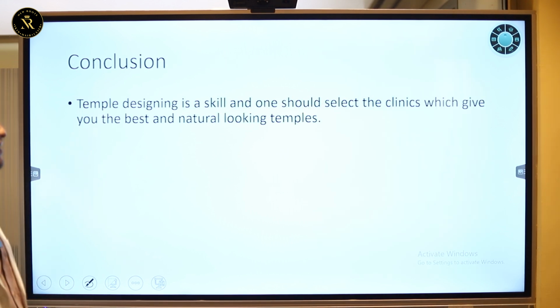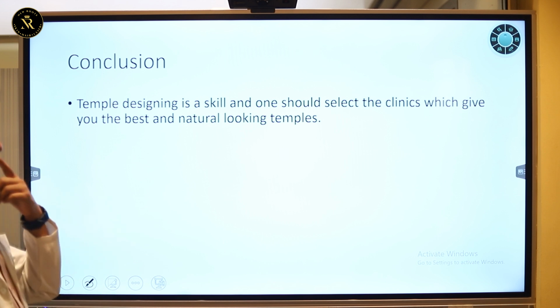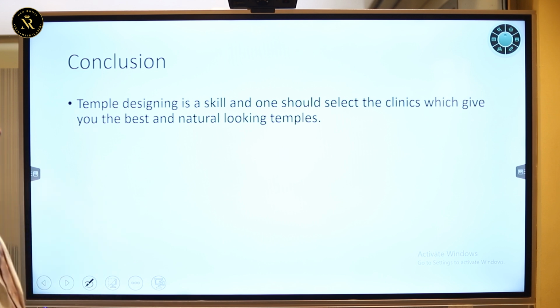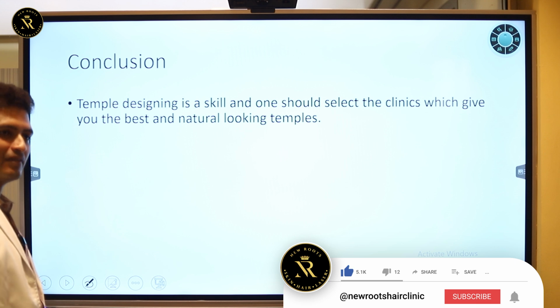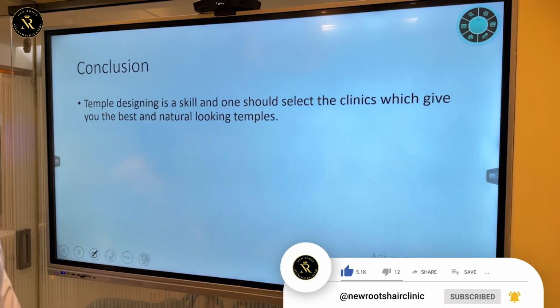So in conclusion, temple designing is a skill and one should select the clinics which give you the best and natural looking temples. Please consult us for more details and insights.